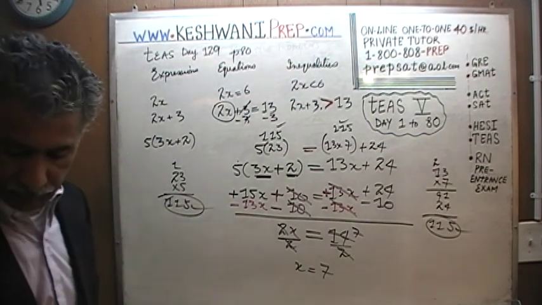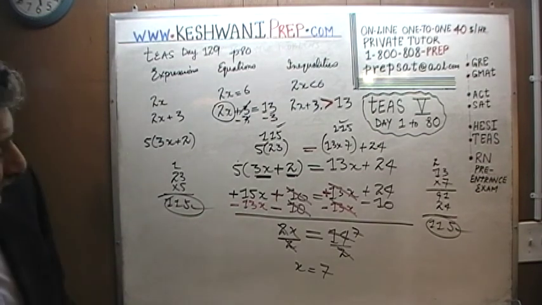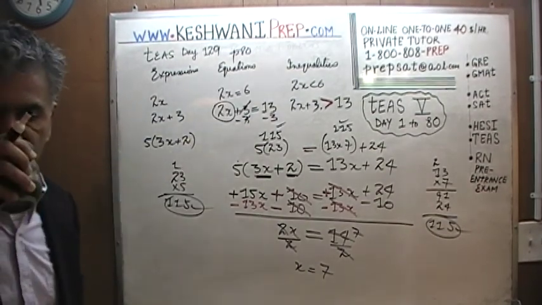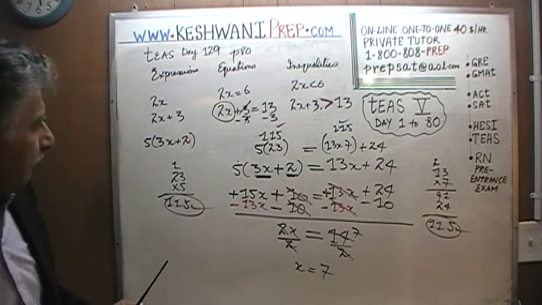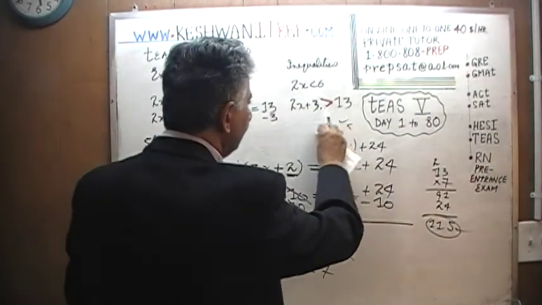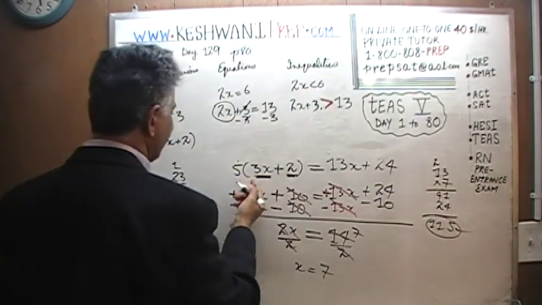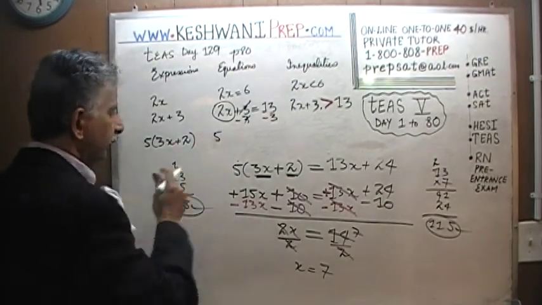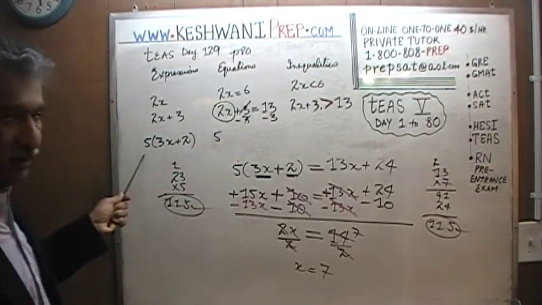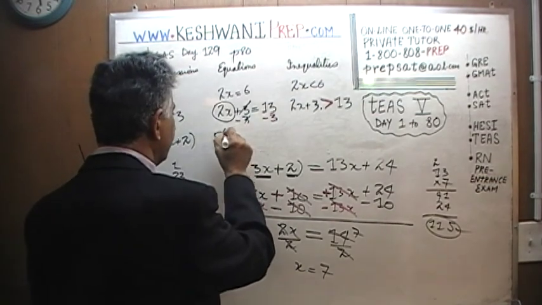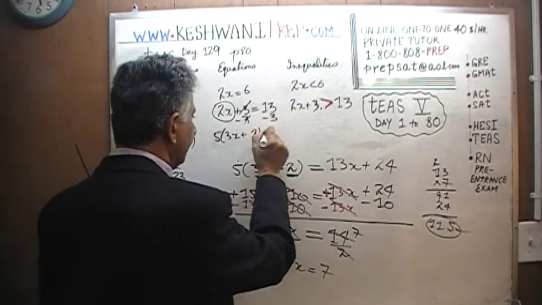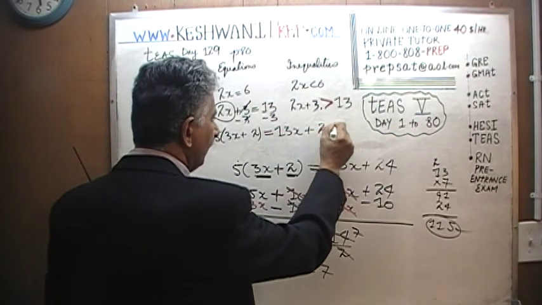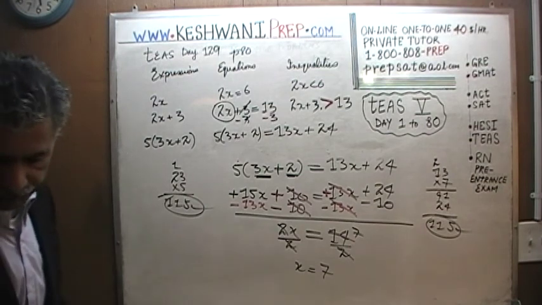But that is an equation. What I'm going to do now is to erase everything and put this equation under the heading of equation. Here we go. So this was the equation. The left-hand side of the equation is the same expression that you see here, and then equals to this part, 13x plus 24. That is an equation.